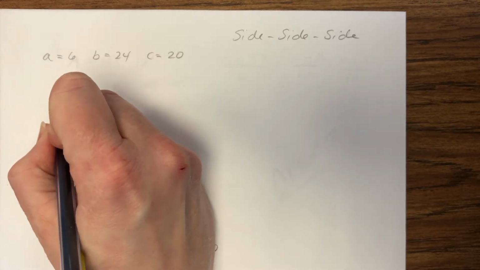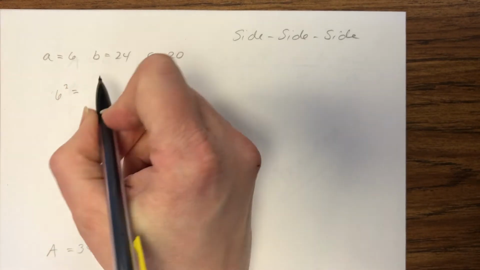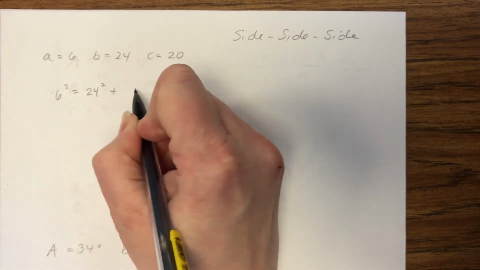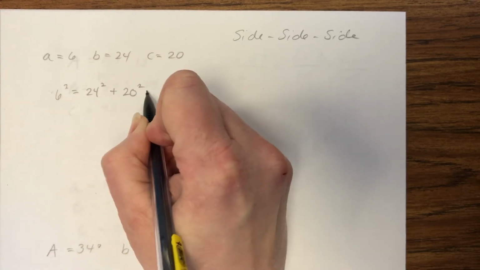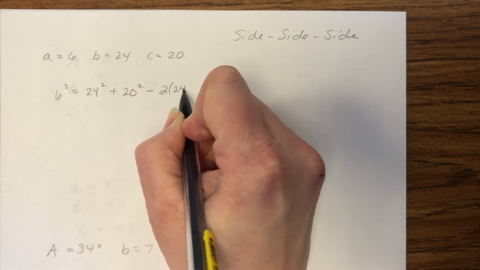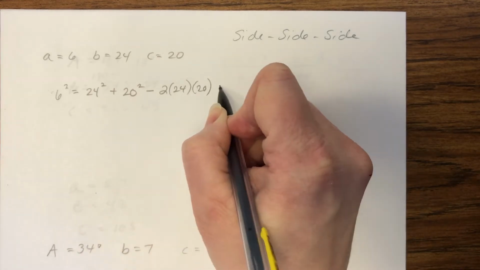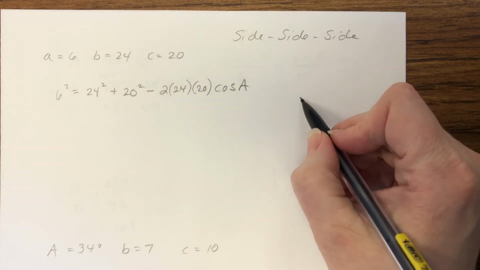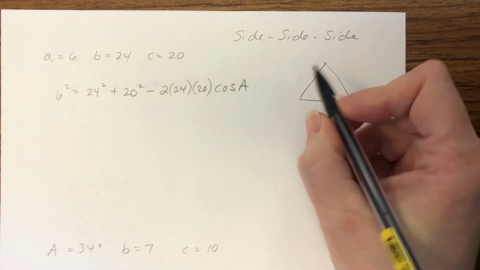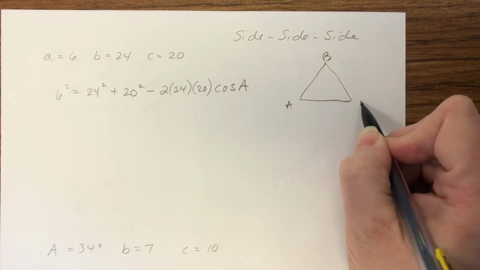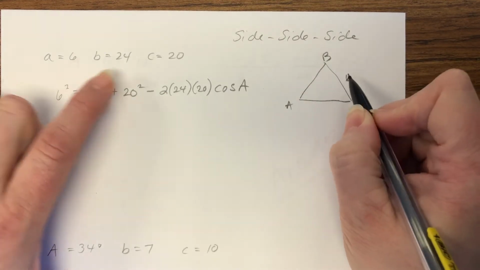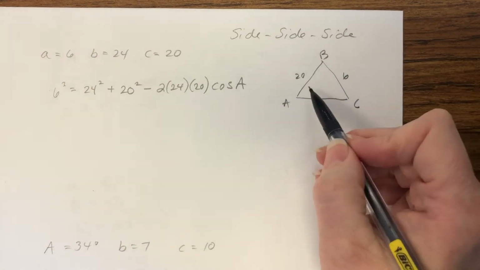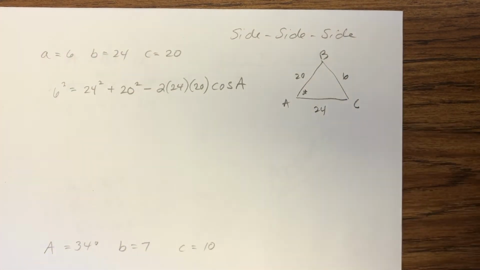So I have 6 squared equals 24 squared plus 20 squared minus 2 times 24 times 20 times the cosine of angle A. And we can draw a picture. Sorry, I should have drawn a picture. A, B, C, A is 6, B is 24, and C is 20. So I'm going to look for angle A first.